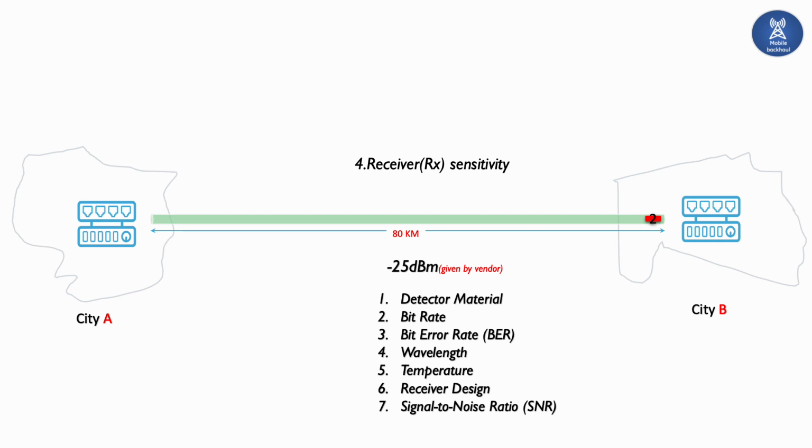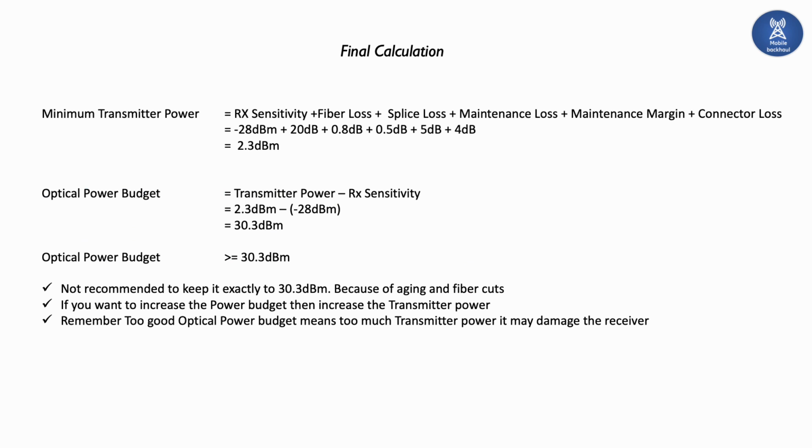If you have a good SNR ratio, that means it is a good system, immune to noise. So all these factors play a crucial role in determining the receiver sensitivity. Okay, let's move on to the final calculation.